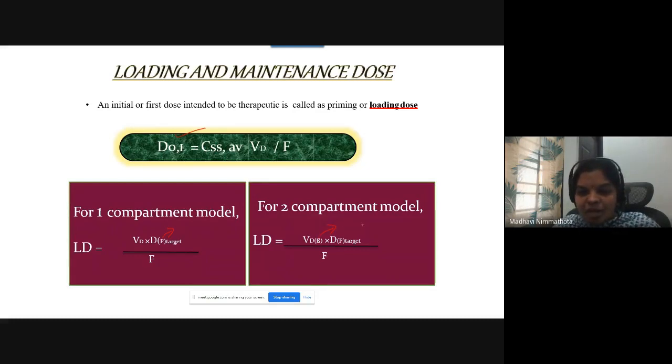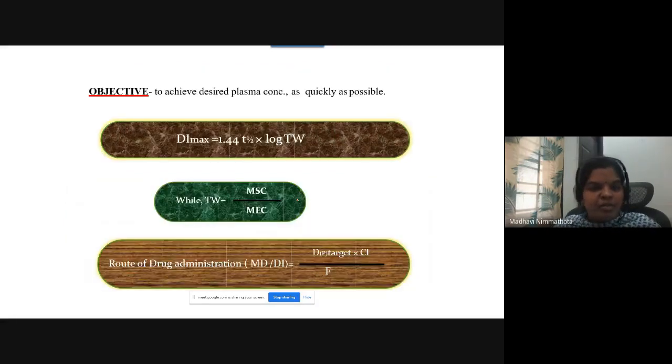B is nothing but your central compartment. Instead of B, you can write C also. So it is the volume of distribution of your drug at the central compartment. So you can directly calculate the maintenance dose for the one compartmental model and for the two compartmental model.